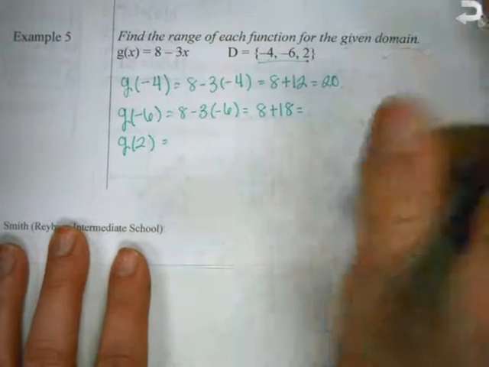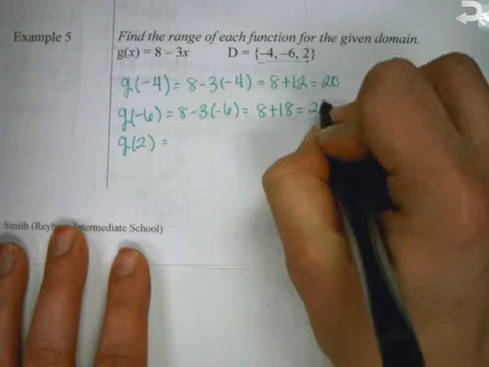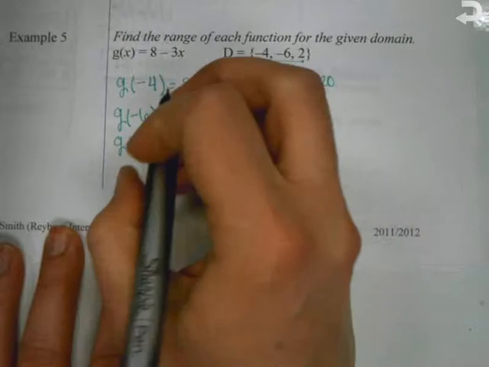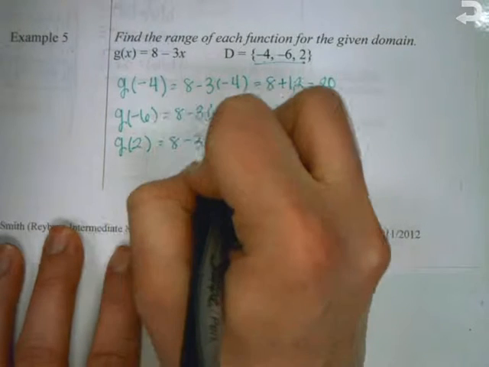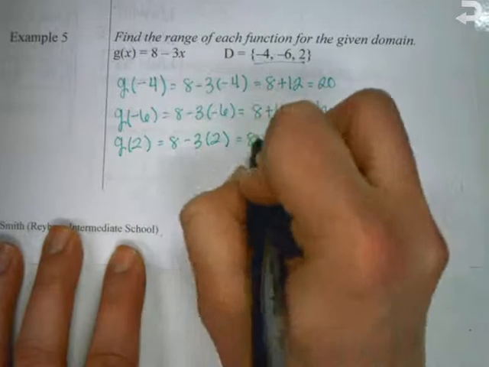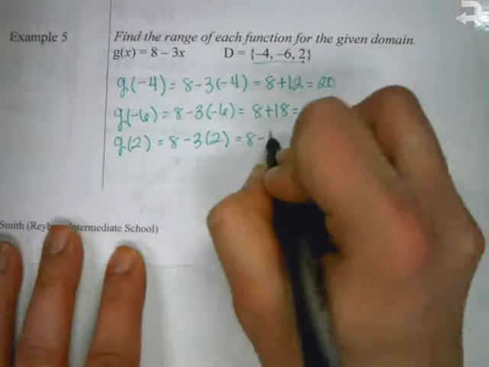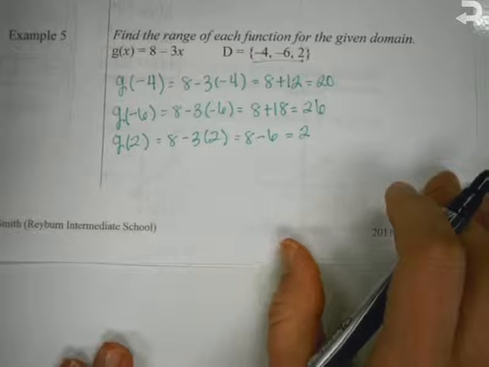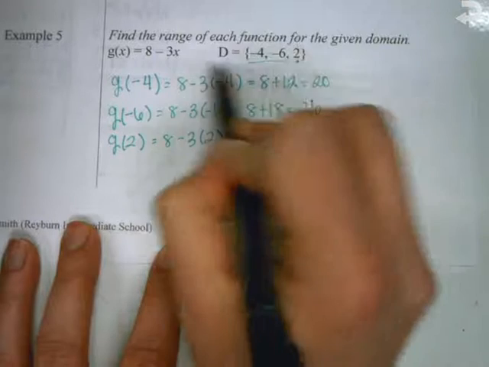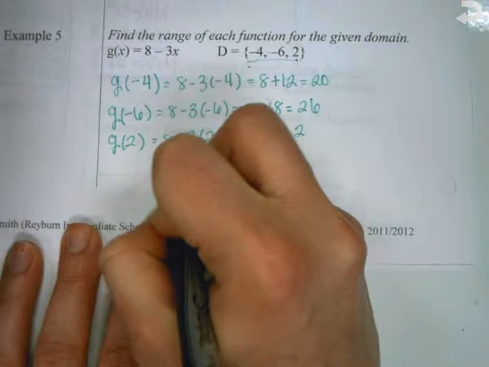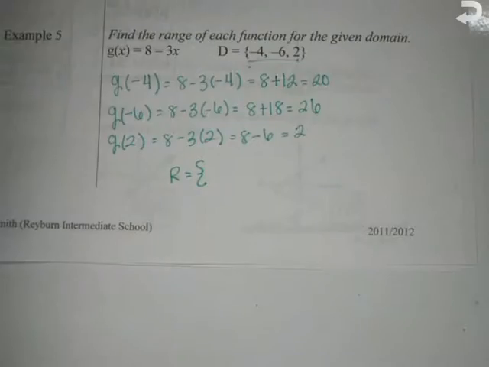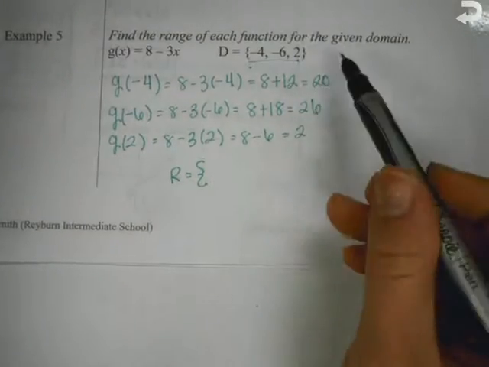Now they want us to find the range, which means we have to list it like they did the domain. So range equals curly brackets. Do you think I need to list them in order from smallest to biggest, or the same order that they're given in? Let's do it in the same order. So that's going to be 20, 26, and 2. And that's your answer.